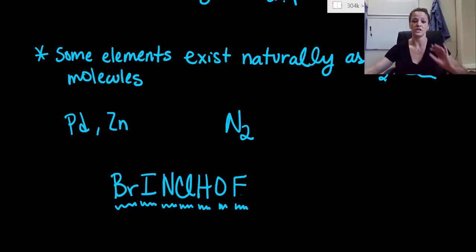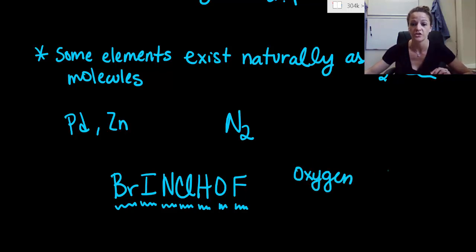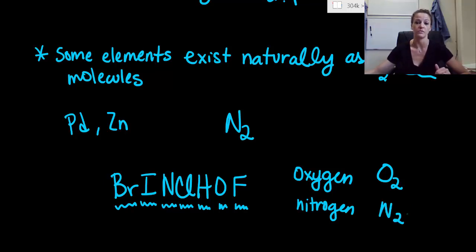You absolutely need to know that you are never, ever going to see oxygen as just plain O like this. You are always going to see it as O2, as a diatomic molecule. Same thing for nitrogen, like I just discussed. You're never going to see it as a plain N. It is always going to be N2.